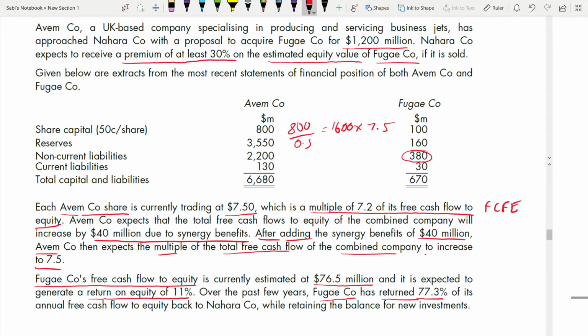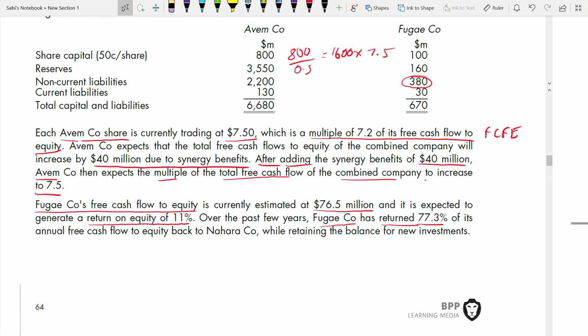In the first line, okay. Avem is currently trading at a multiple of 7.2 of its free cash flow to equity. So what they are trying to say is the value of the company is equal to 7.2 times its free cash flow to equity. Value of Avem is a multiple of 7.2 of its free cash flow to equity.